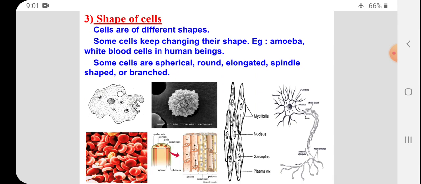Shape of cells. Cells are of different shapes. You can see in the given image. Some cells keep changing their shape, like amoeba and white blood cells in humans, whereas some cells are spherical, round, elongated, spindle-shaped or branched. You can see that the only cell visible to the naked eye is the nerve cell. You can see the figure of a nerve cell in this PPT. All the rest of the cells you can't see with the naked eye, because you need a microscope to see them.